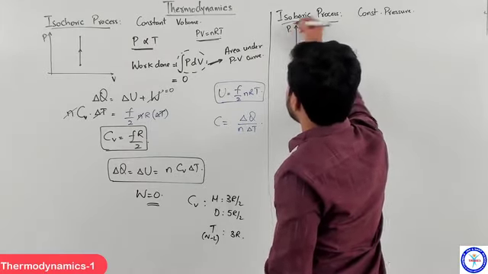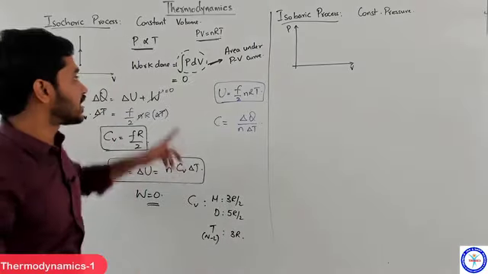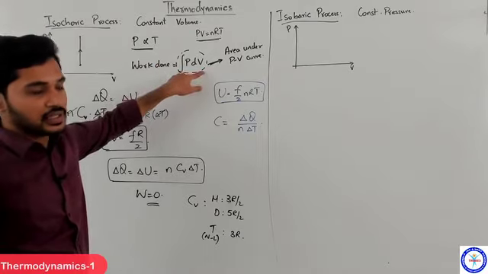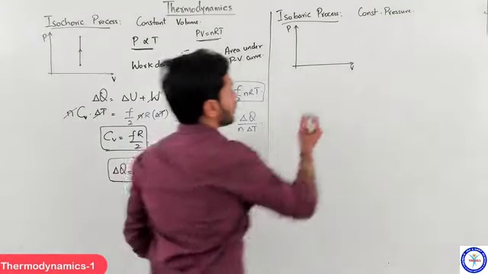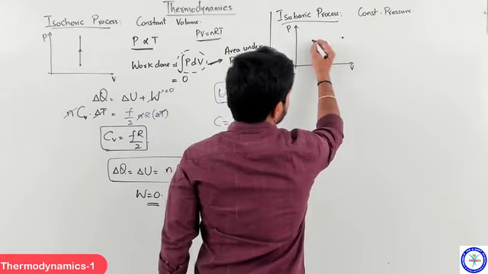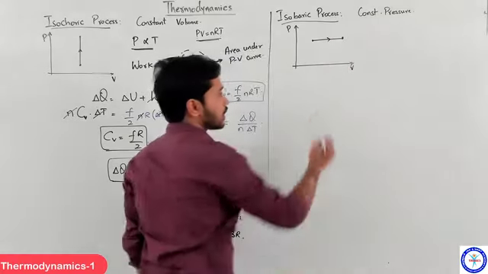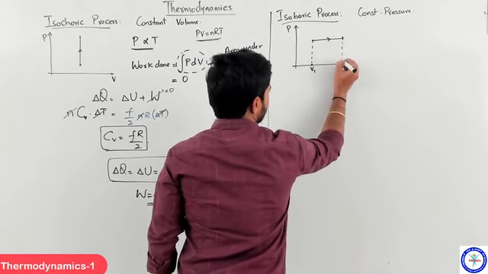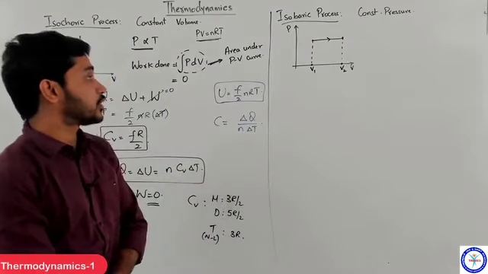the reason why I am drawing a PV graph for each and every process is because we can understand work done from the PV curve. Yes or no? Because work done is integral PdV, and the area under that curve will give us the work done. So let's say this is the initial state and this is the final state. Because pressure remains constant throughout, it should be a horizontal line like this, correct? Starting from an initial volume of V1 to a final volume of V2. So that is how we represent an isobaric process.